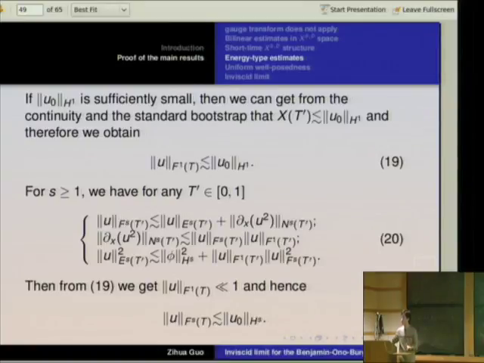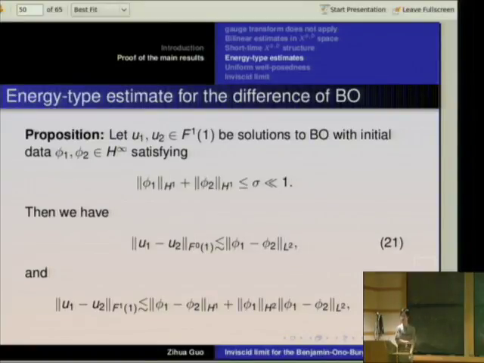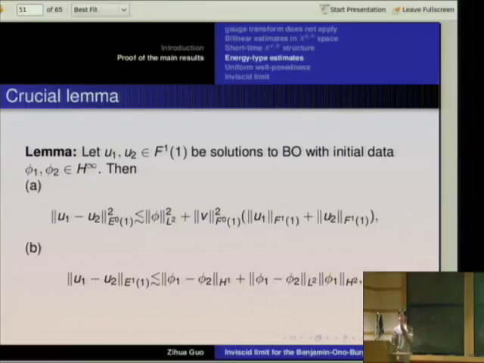Okay, now we need to deal with the difference. So, the difference of two equations, the difference of the BO equations. If you have two solutions, then you take a difference. The difference satisfies a new equation. So do the same thing, but you need to estimate the energy estimates for the difference. Okay? So here is the main estimate for the energy of the difference.